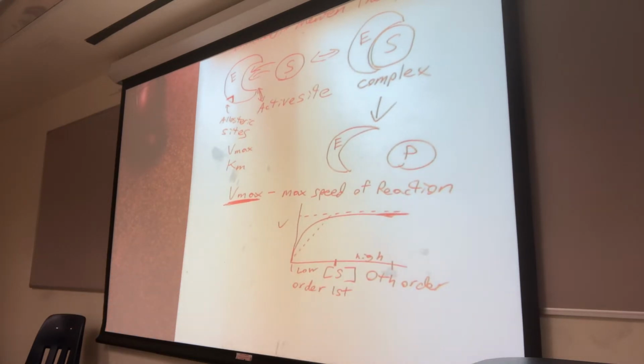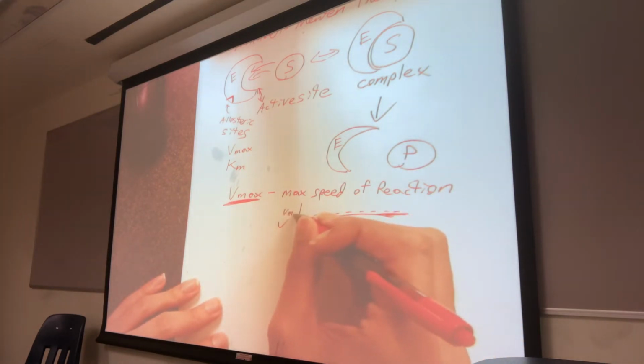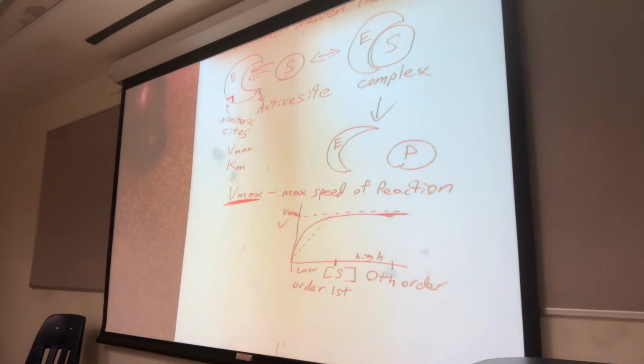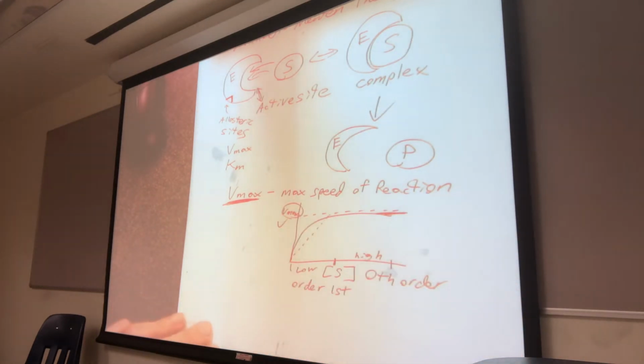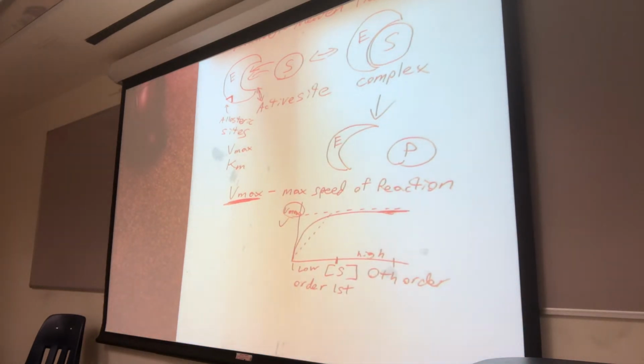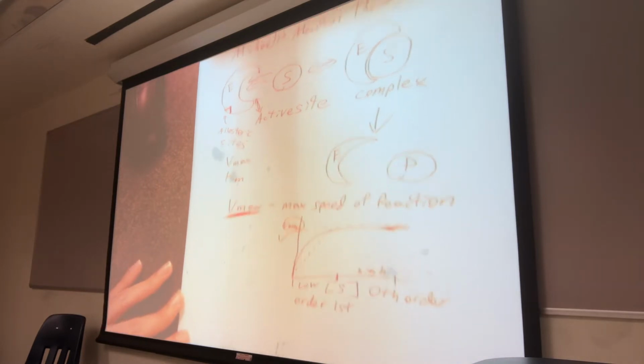Okay, so that covers Vmax. Again, very easy to identify on a graph. Just look at where the graph reaches its saturation point. Whatever the velocity is at this spot here would be your Vmax. Okay. Any questions on this?